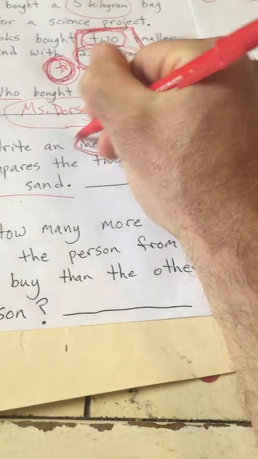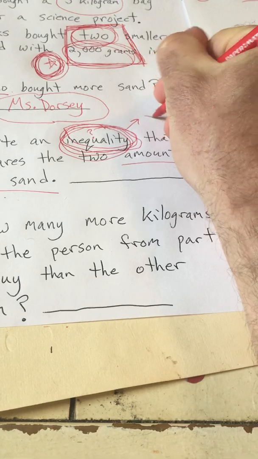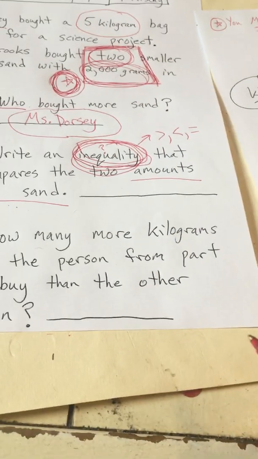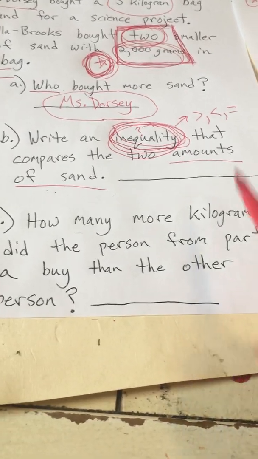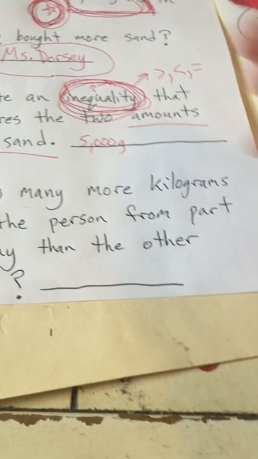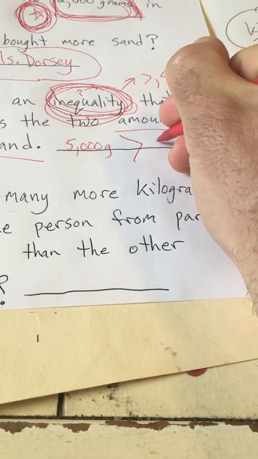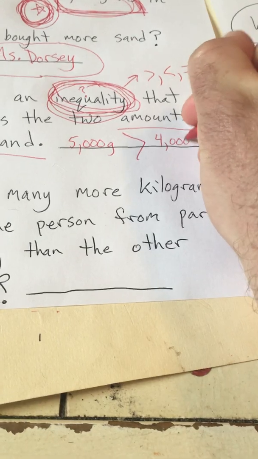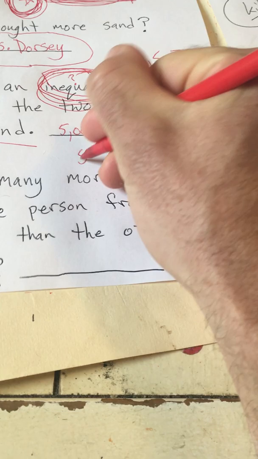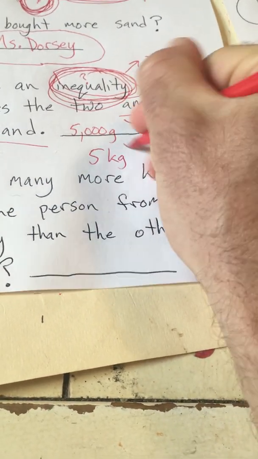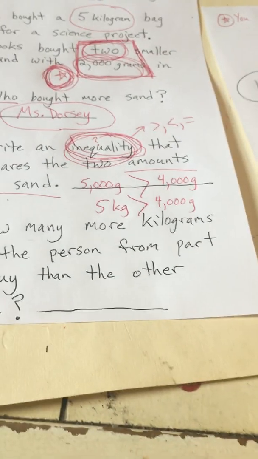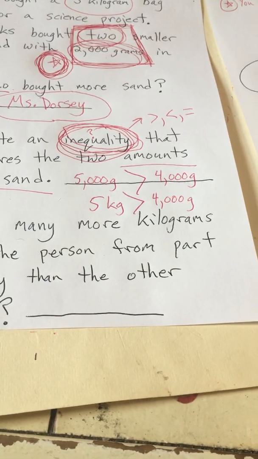So we're going to compare them, and an inequality is greater than, less than, or equal to. Okay, so we're going to write the amounts. So we're going to write 5,000 grams is greater than 4,000 grams. That's one possible answer. Or you could have started with the originals. 5 kilograms is greater than 4,000 grams. Either one of those would be correct.